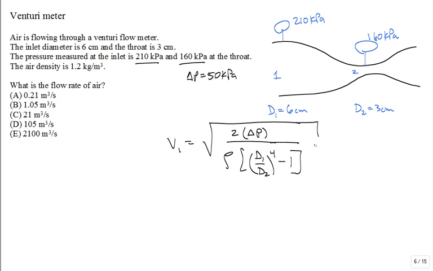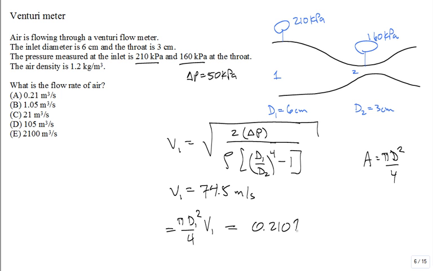Area squared, diameter to the 4th. Area is pi d squared over 4. The ratio of area squared is the ratio of diameters to the 4th, right? So how many people got V1 to be around 74.5 meters per second? And then you multiply by the area 1, pi d1 squared over 4, times V1, and you pick up a volumetric flow rate of 0.2107 meters cubed per second.